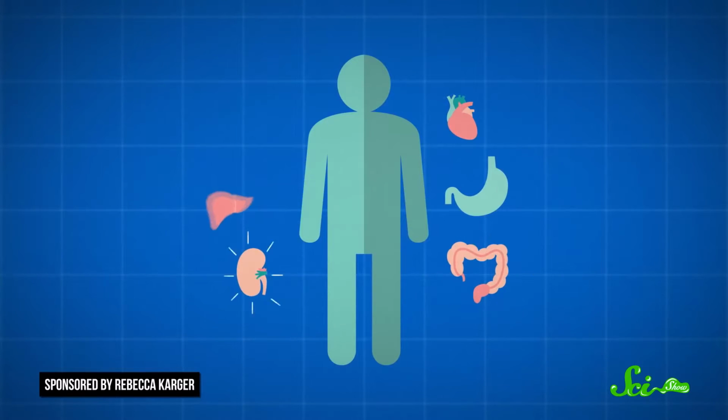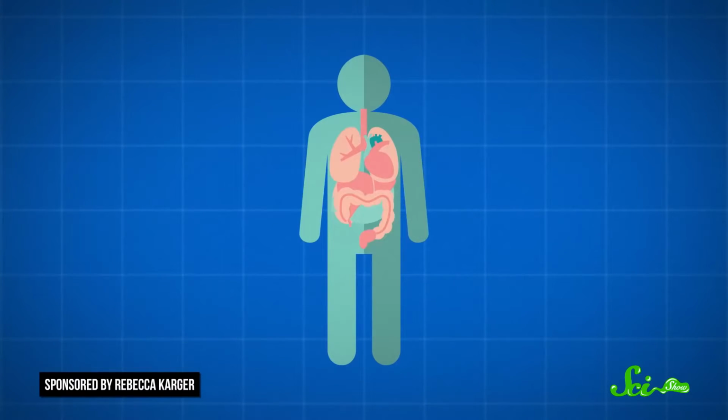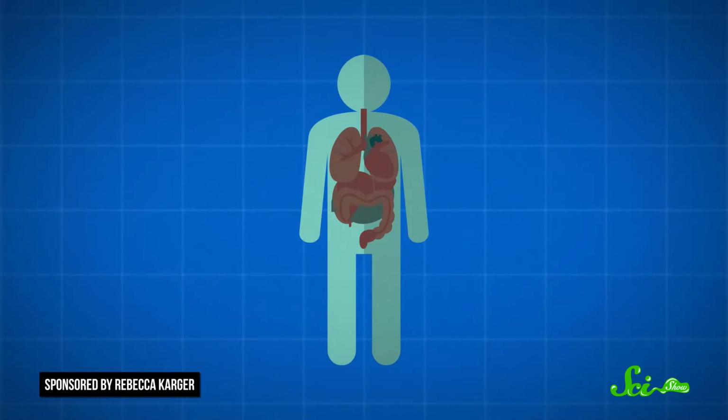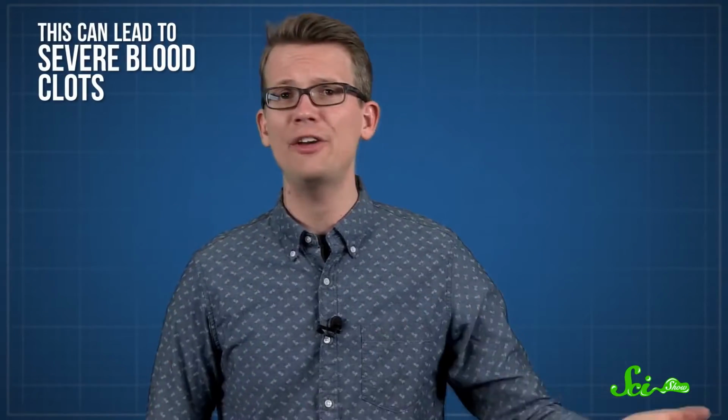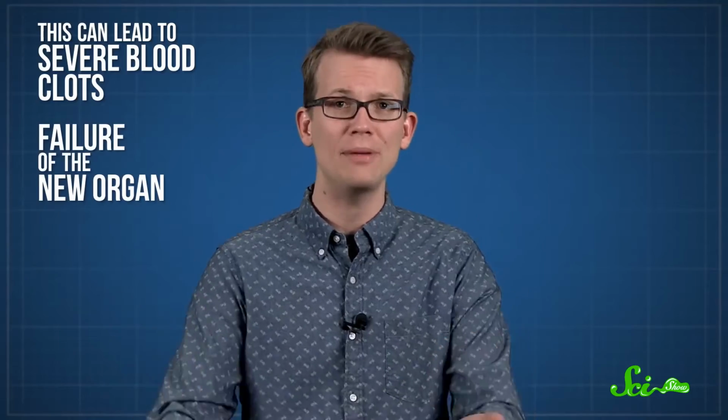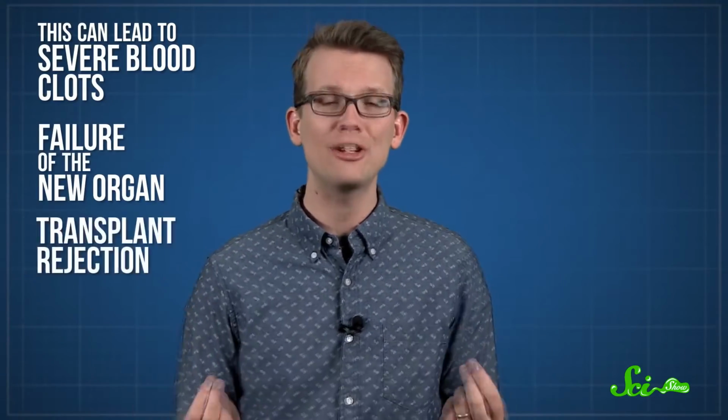Almost every type of human cell has different kinds of these proteins on its surface, and normally they're the immune system's undercover agents, marking targets for it to attack. So if you transplant an organ from one person to another and the recipient's immune system recognizes the donor's HLA as foreign, it'll attack the transplanted tissue. This can lead to severe blood clots, failure of the new organ, and all kinds of painful symptoms that put together amount to transplant rejection.